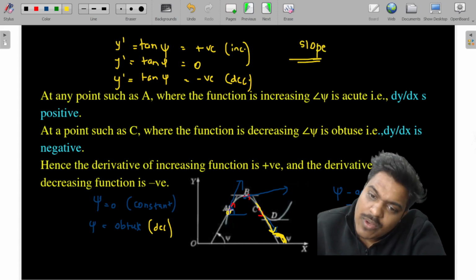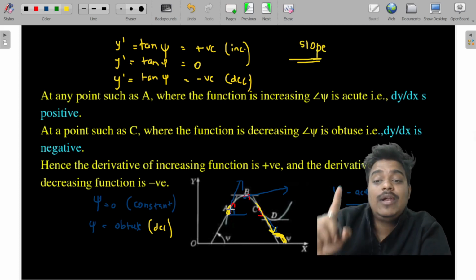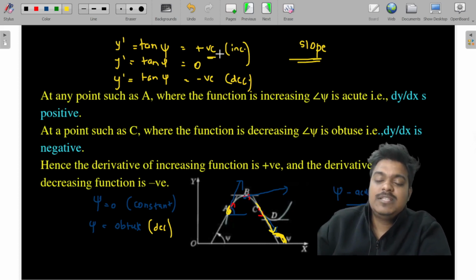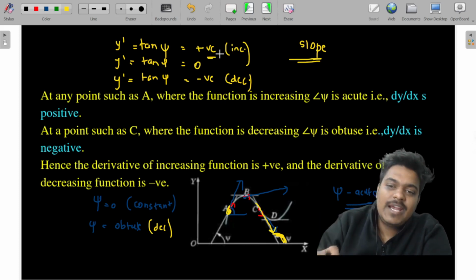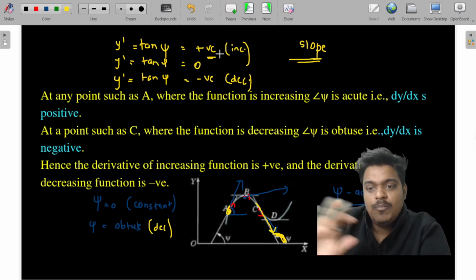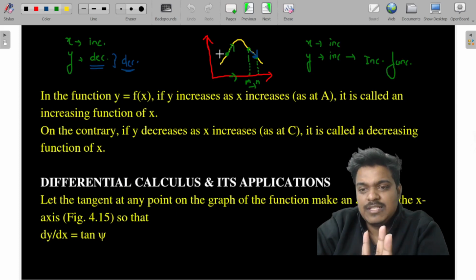Is it clear? If you calculate the derivative of a function at this point A, it means that you are calculating the slope of the tangent at point A. And if the slope is positive, the function is going up. If the slope is negative, the function is going down. If the slope is 0, the function is constant. I hope this is clear. So this is how you determine whether a function is increasing or decreasing.